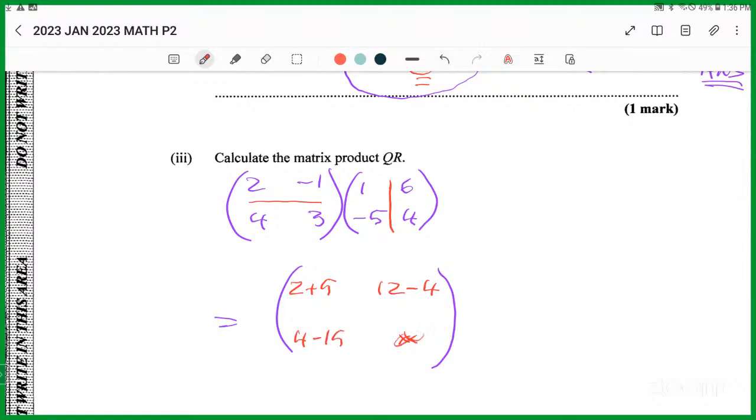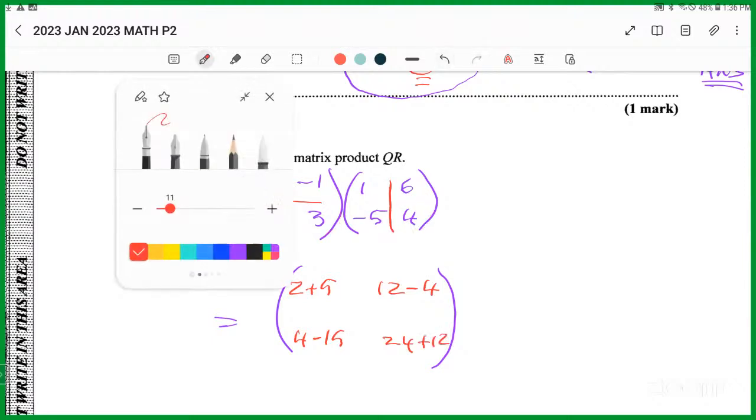The last value out here is positioned in the second row and the second column. So to get it, multiply this second row by the second column. First element times first element, second element times second element. 4 times 6, and 3 times 4. 4 times 6 is 24. 3 times 4 is 12.